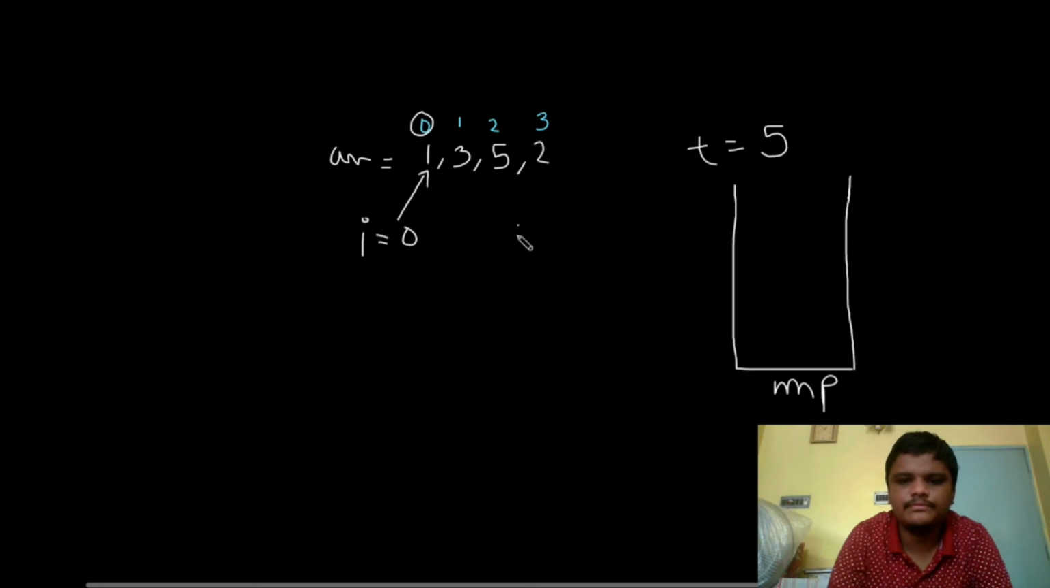Now, before storing the value in MP, we will be checking whether 5 minus 1 is present in the map or not. But here the map is empty, so 5 minus 1 is not present and the condition is not satisfied. And hence we need to store this value. Store 1 as the element, and also we will be storing the position. Here the position of 1 is 1.